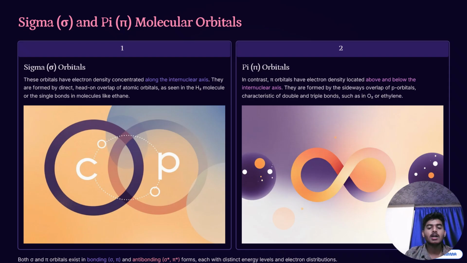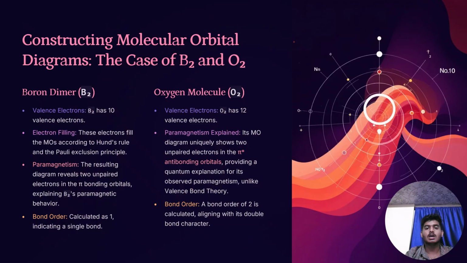Both sigma and pi orbitals exist in bonding (sigma, pi) and antibonding (sigma star, pi star) forms, each with distinct energy levels and electron distributions. Constructing molecular orbital diagrams, the case of B2 and O2. Boron dimer B2. Valence electrons: B2 has 10 valence electrons.